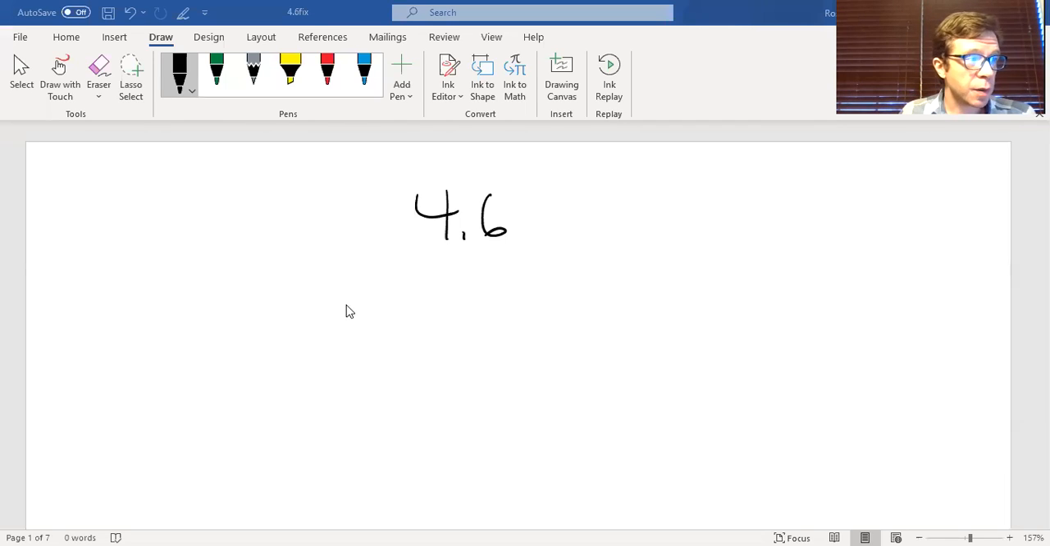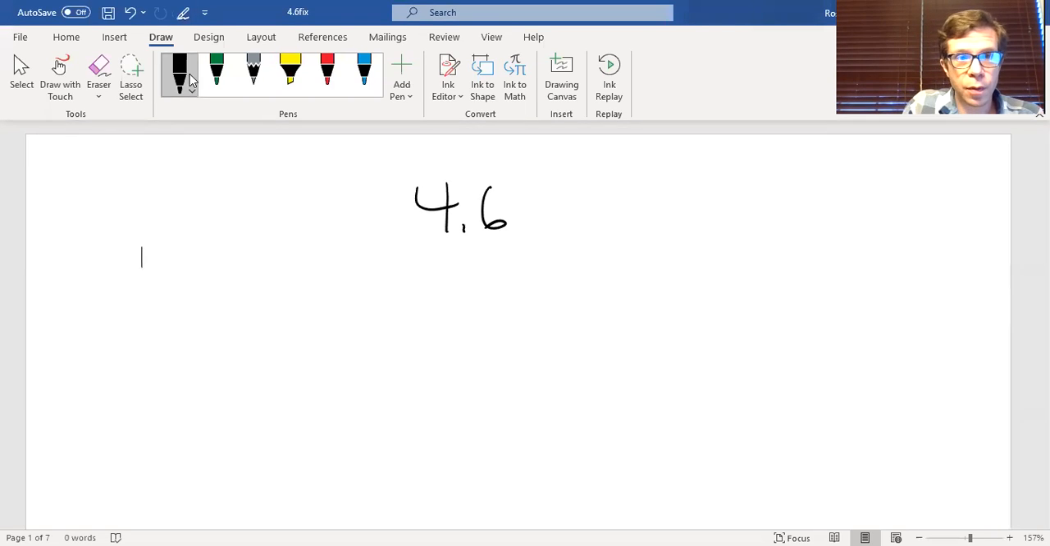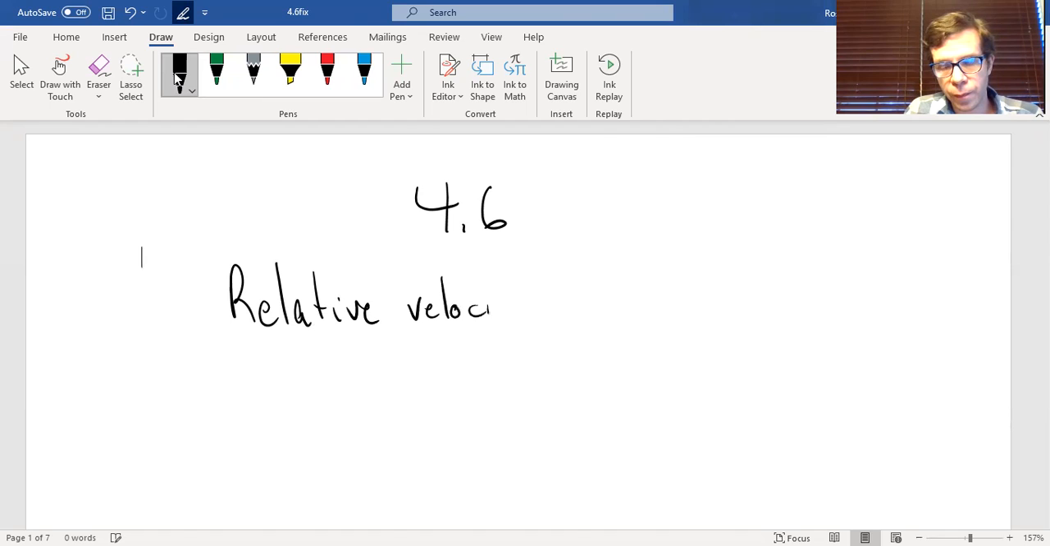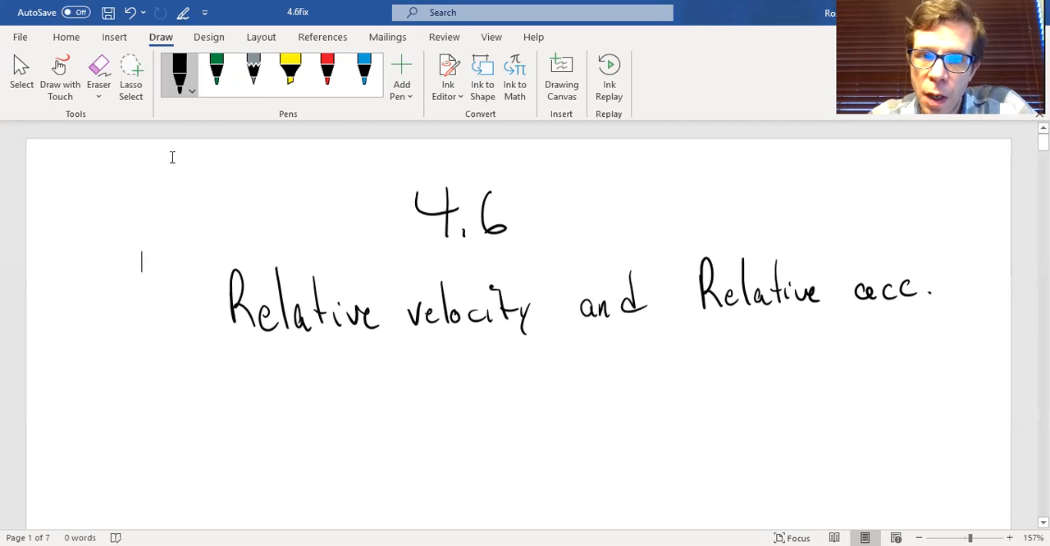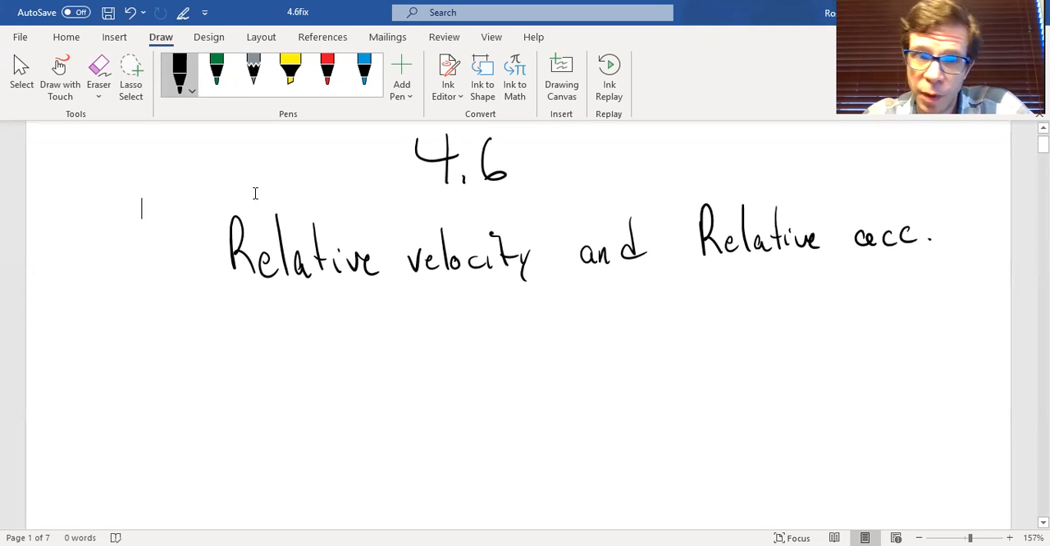Section 4.6 deals with relative velocity and relative acceleration. So what we're talking about here is reference frames and moving reference frames.